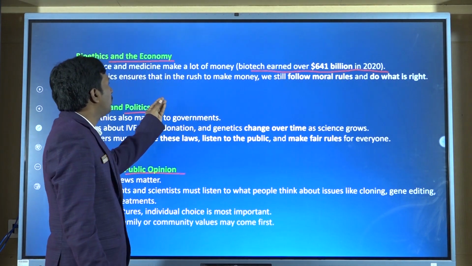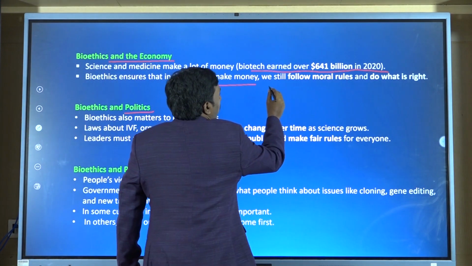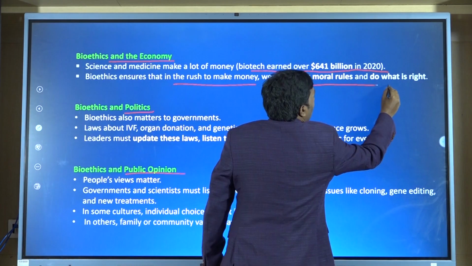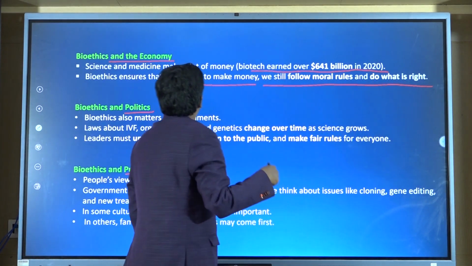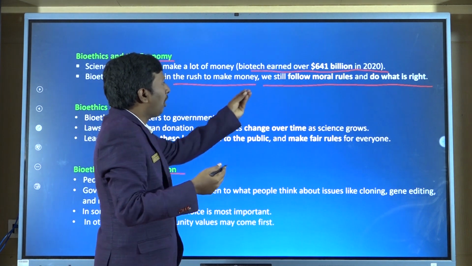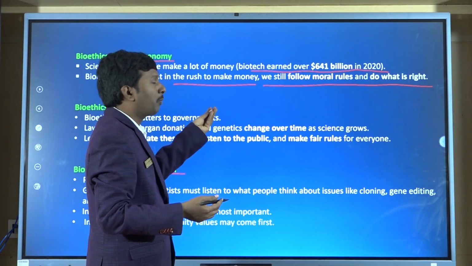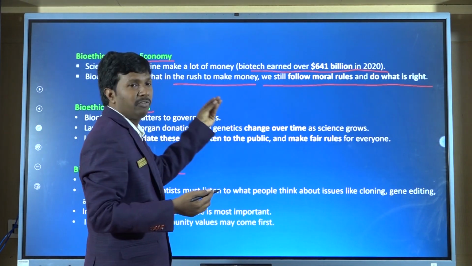So bioethics ensures that in the rush to make money, we still follow moral rules and what is right. Whenever we are working in science and technology, we have to follow the moral rules and do what is right. So this is the economic point of view, where we are linking bioethics with economy.